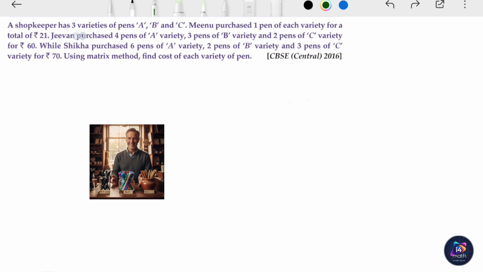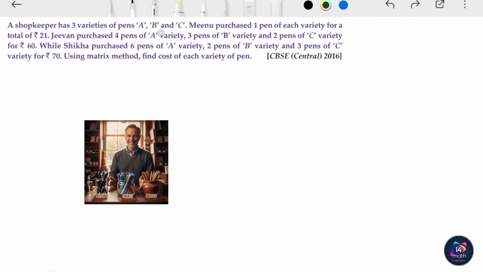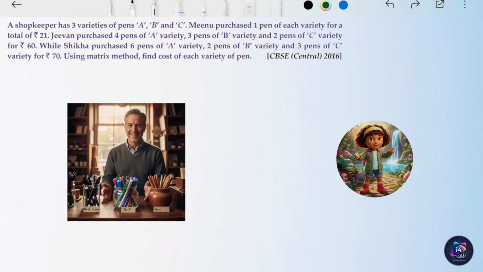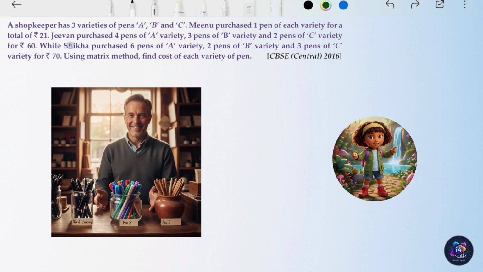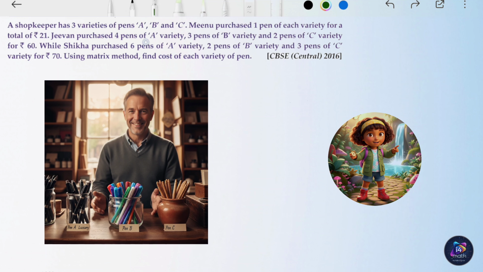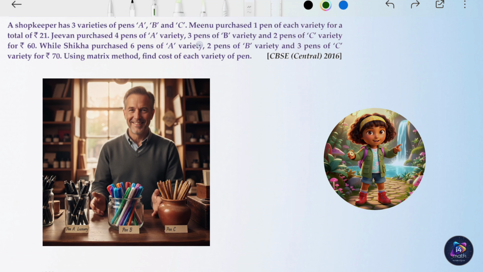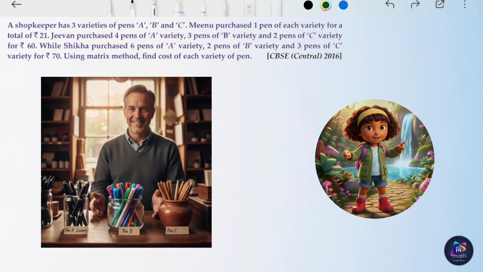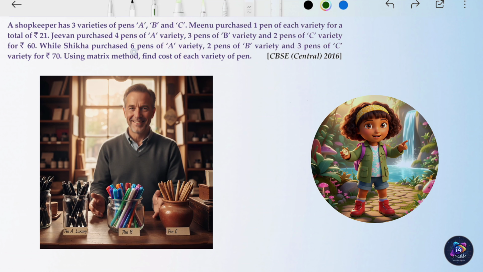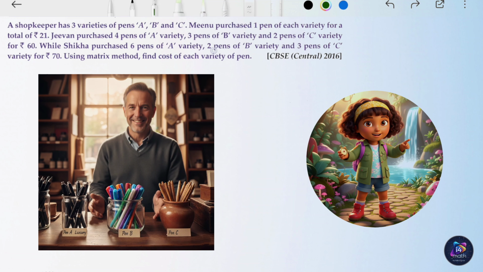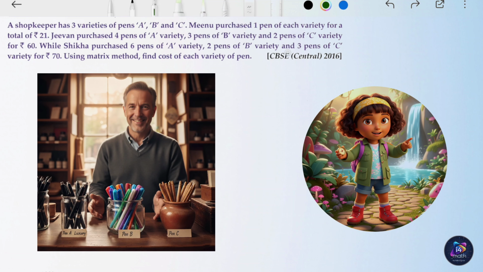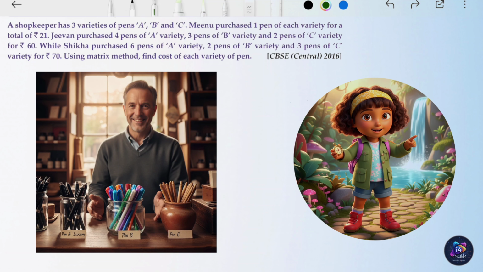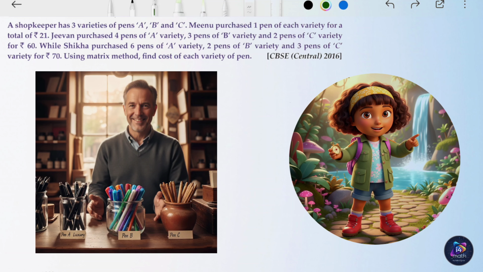A shopkeeper has three varieties of pens A, B, and C. Minu purchased one pen of each variety for a total of rupees 21. Jeevan purchased 4 pens of A variety, 3 pens of B variety, and 2 pens of C variety for rupees 60. While Siksha purchased 6 pens of A variety, 2 pens of B variety, and 3 pens of C variety for rupees 70. Using matrix method, find cost of each variety of pen.